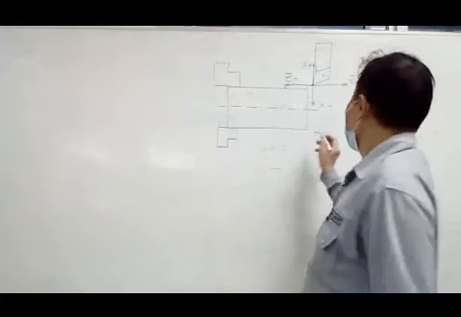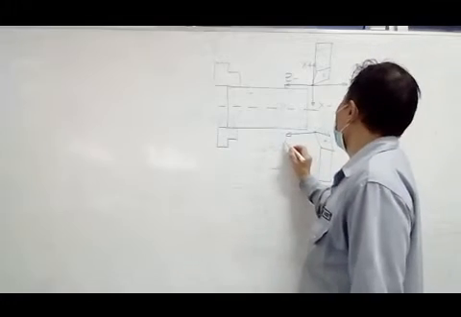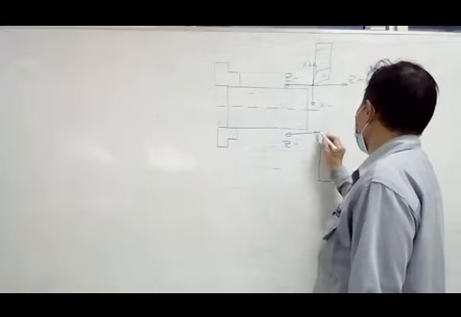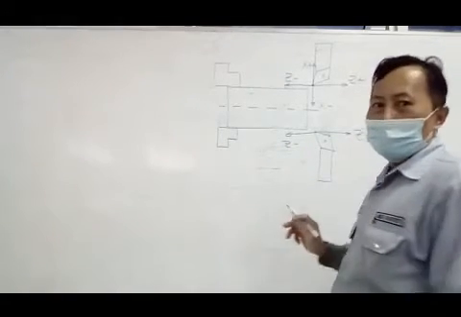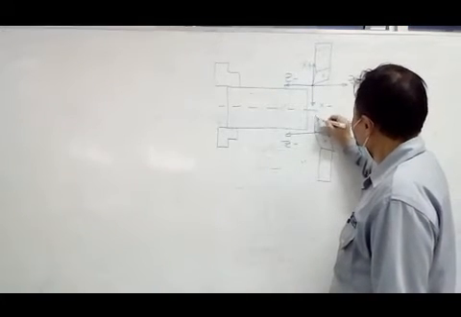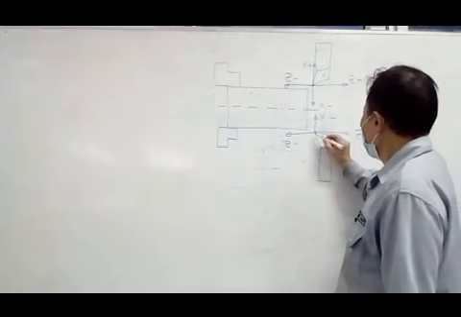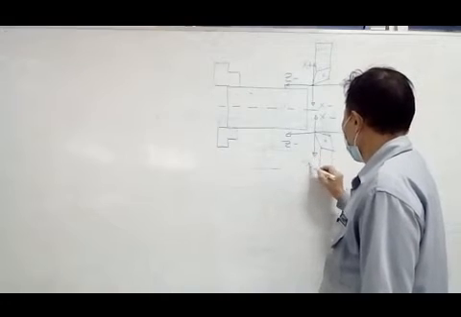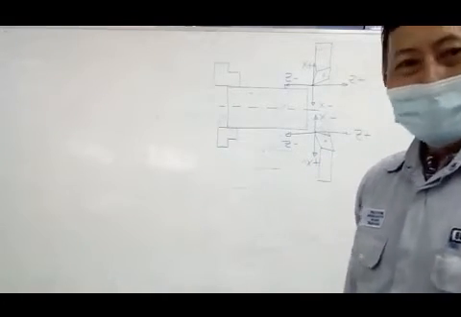Okay, let's continue. If the tool go to the left, that is Z minus, and if the tool retraction means Z plus. Okay. If the tool go to the center, X minus. Okay. If the tool go back or retraction, X plus. Okay, understand? Let's continue.